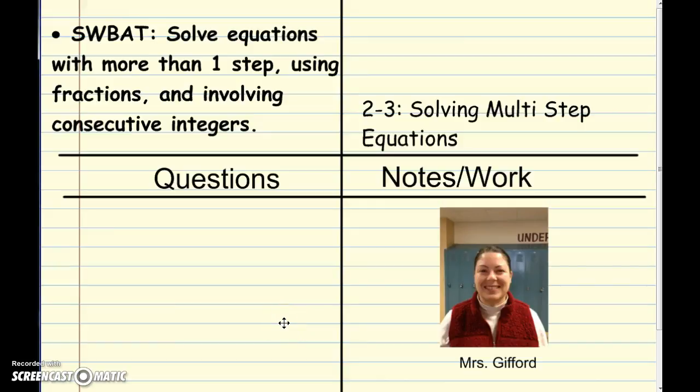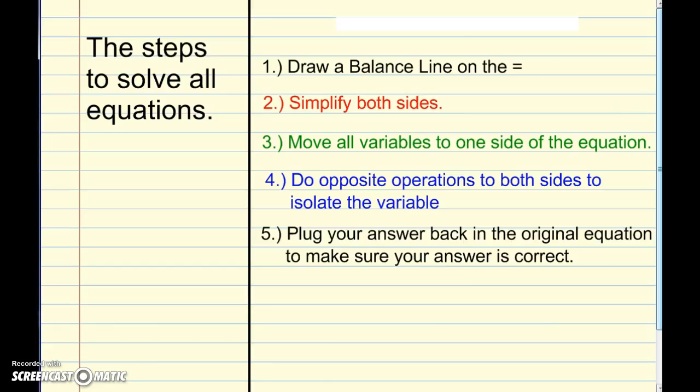Hi everybody, it's Mrs. Gifford here, and today we're going to talk about solving multi-step equations. So this is lesson 2.3, and after this lesson you will be able to solve equations with more than one step, using fractions, and also talking about consecutive integers. So let's just get right into it.